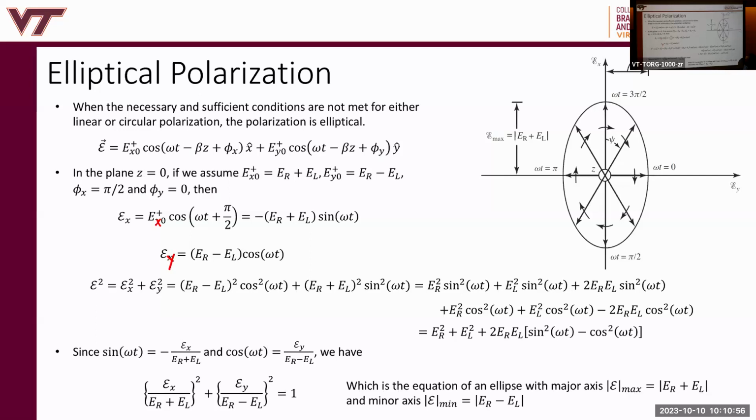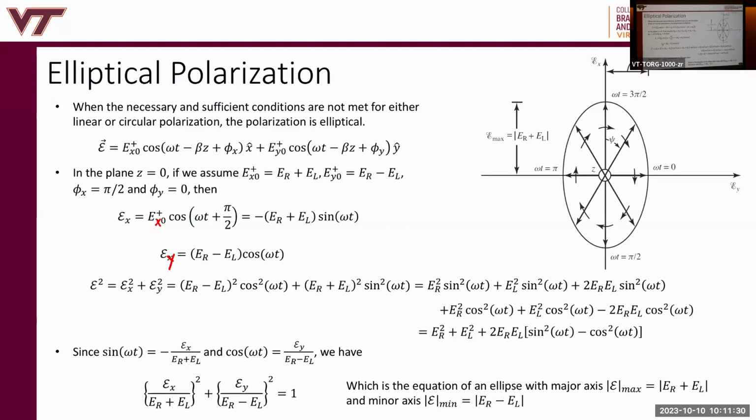Okay, so we notice from here that we can get cosine is equal to EY divided by ER minus EL. Sine is equal to minus EX over ER plus EL. And we can then do sine squared plus cosine squared equal to 1 like that. Which is an equation of an ellipse with the major axis of ER plus EL and a minor axis of ER minus EL. So that's the reason why we chose those constants, EX naught and EY naught, as the summation of ER plus EL and the difference.